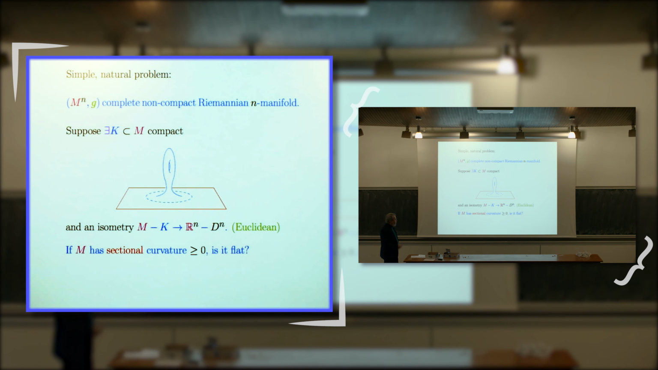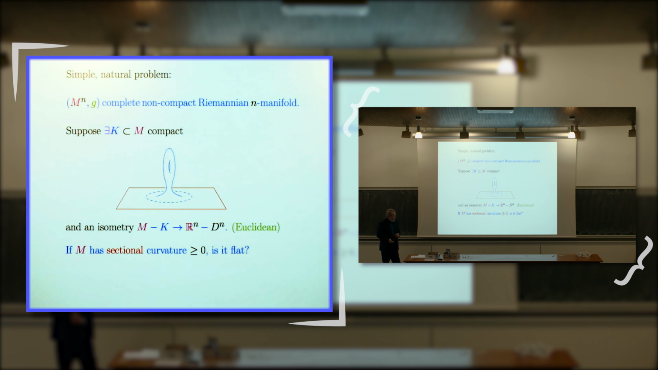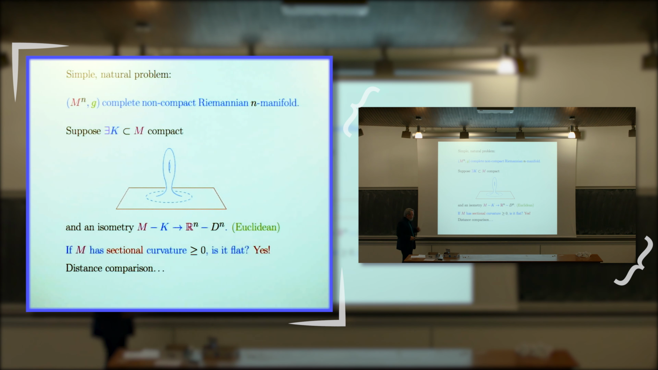So, for example, if you had put in the hypothesis that the sectional curvature of this manifold is greater than or equal to 0, it'll turn out that you cannot do this if you've made any real modification. The only possibility is this manifold would have to be literally Euclidean space. And so, for example, a classical way of doing this might be to use distance comparisons.